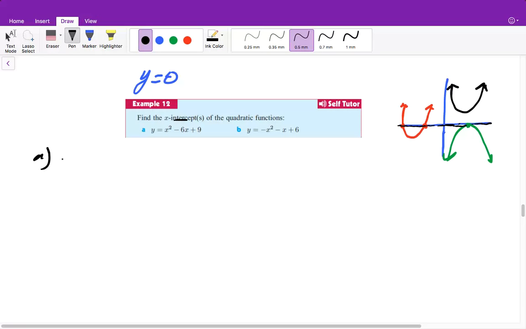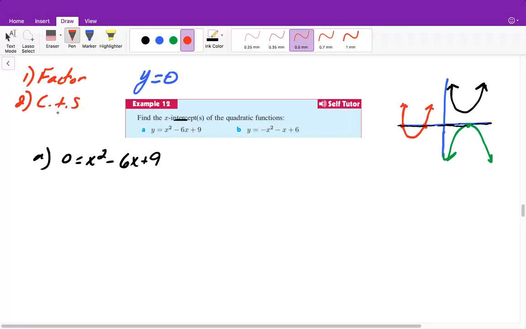So for A, it'll be 0 is equal to x squared minus 6x plus 9. Now you can use any of the methods that we've learned to solve. You can factor, you can complete the square, or you can use the quadratic formula. It's your call. When I look at these, I know that this one factors nice and easy, so I'm going to go ahead and factor it.